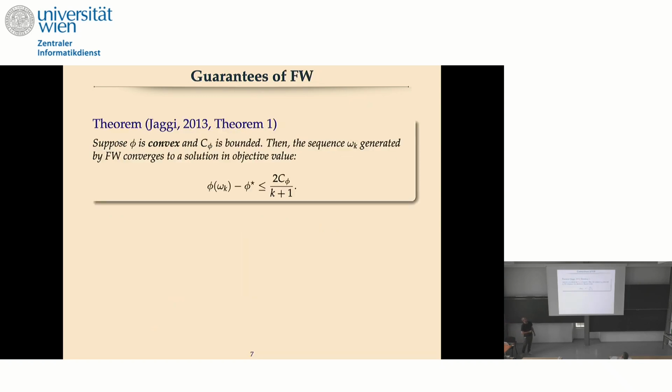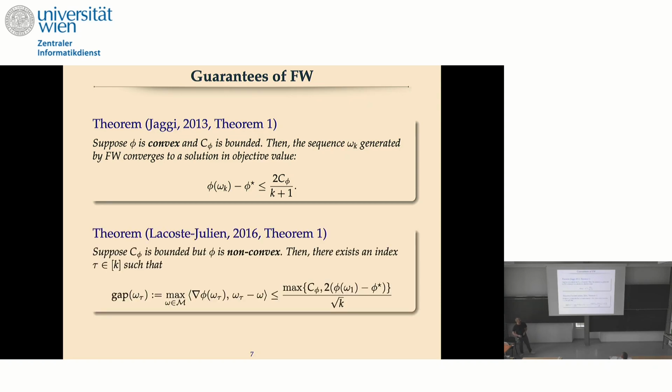The existing guarantees of Frank-Wolfe: if phi is convex and the curvature C phi is bounded, then the sequence generated by the Frank-Wolfe algorithm converges to a solution in the objective value with a 1 over k plus 1 rate. And the rate becomes 1 over square root of k if we relax the convexity assumption.